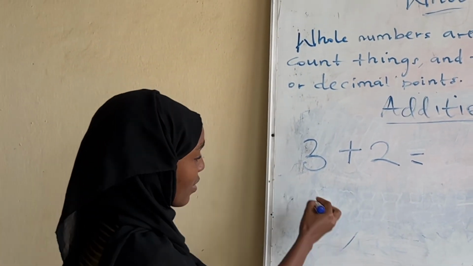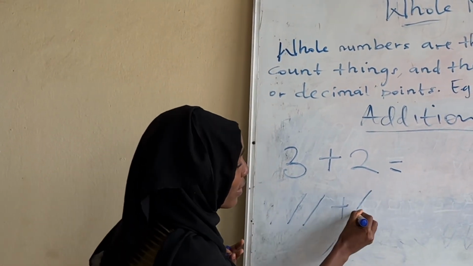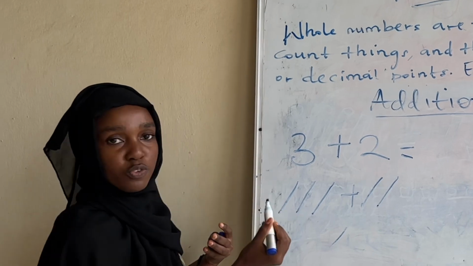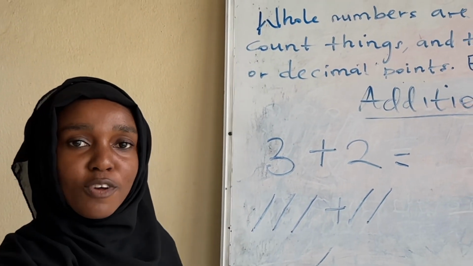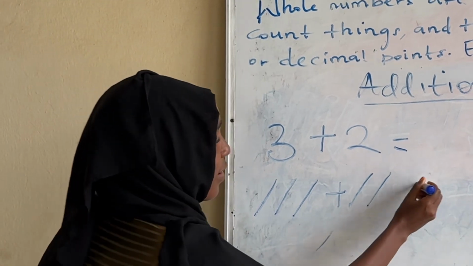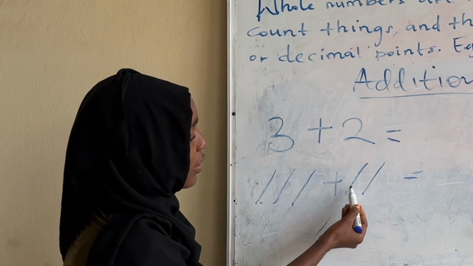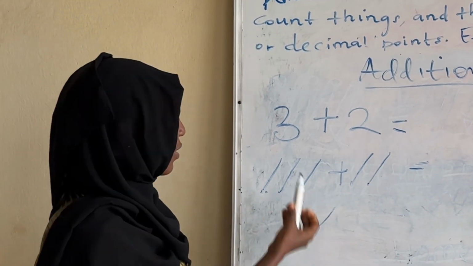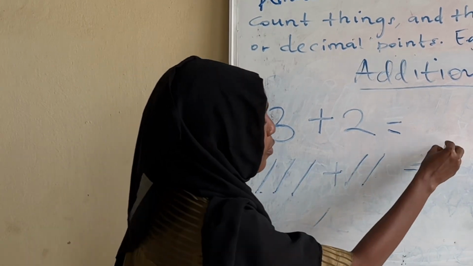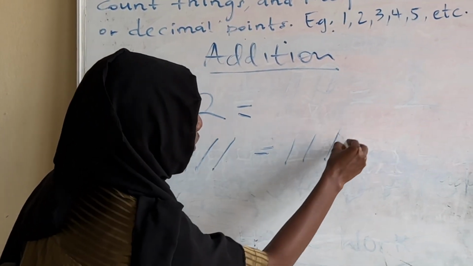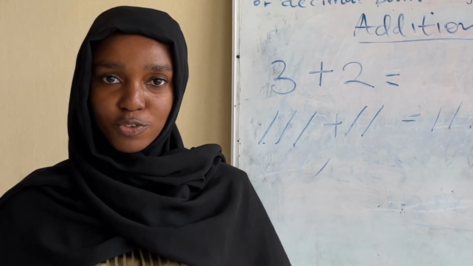Now let's count. 1, 2, 3 plus 1, 2. This is 3 strokes and this is 2 strokes. So we are counting the strokes to get a total number of strokes. 1, 2, 3 plus 1, 2. Count together with me. 1, 2, 3, 4, 5. So in total we have 5 strokes.